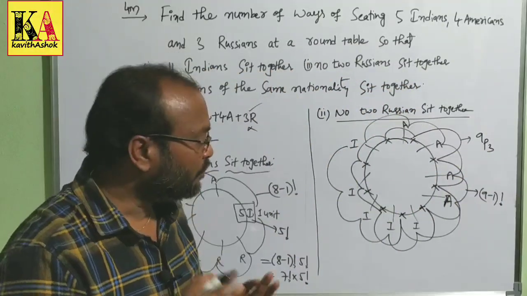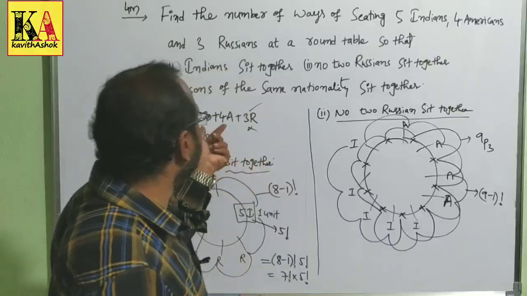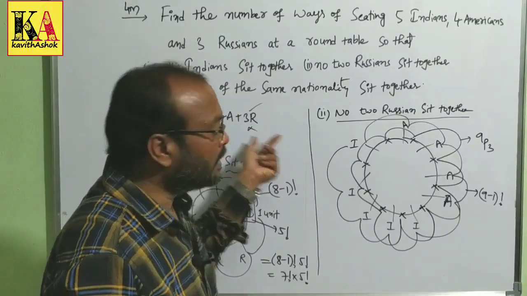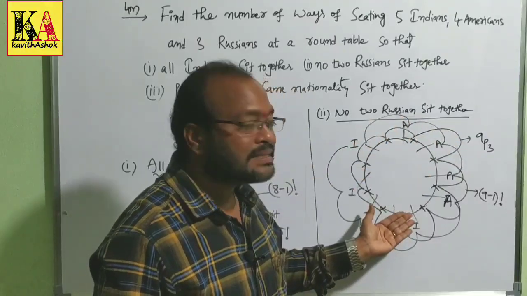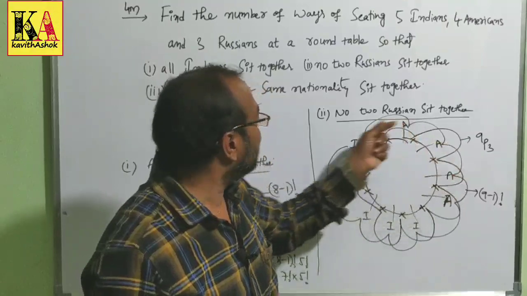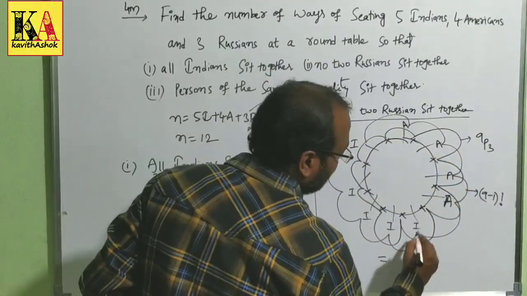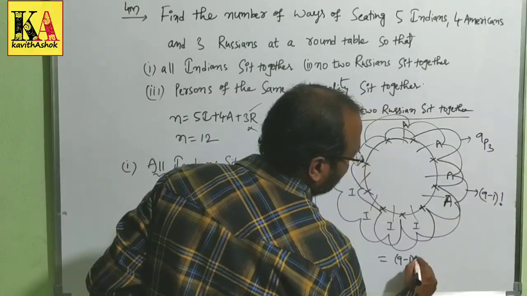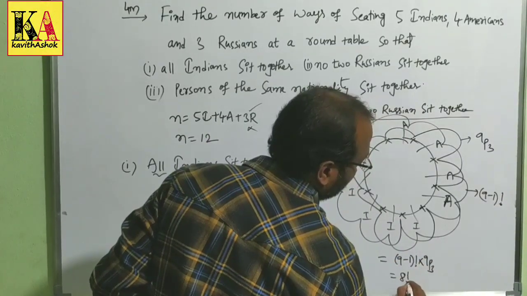Is it clear? First, arrange other than Russians. Other than Russians, how many members are there? 9 members. 9 members in a circular permutation we can arrange in 9 minus 1 factorial ways. After arranging this, how many places are there? 9 places are there, remaining places. In the 9 places, we can arrange 3 Russians in 9P3 ways. So, we can arrange them in 9 minus 1 factorial into 9P3. So, that is equal to 8 factorial into 9P3.